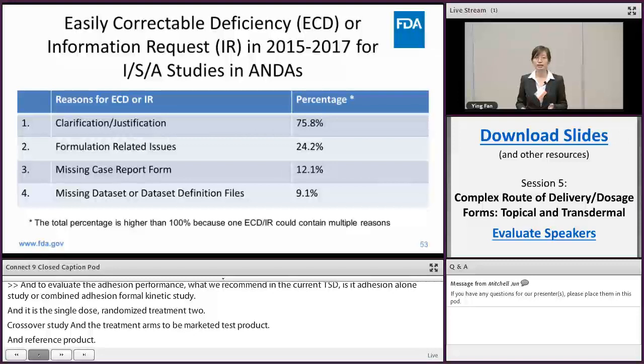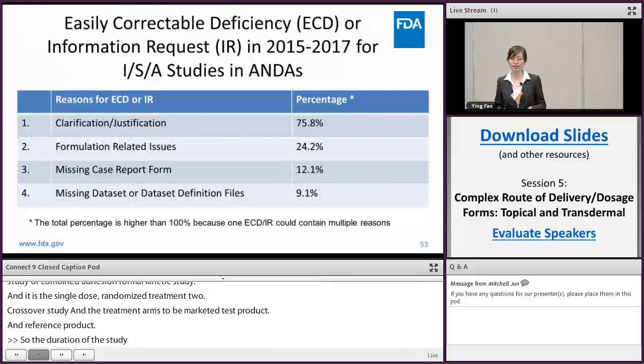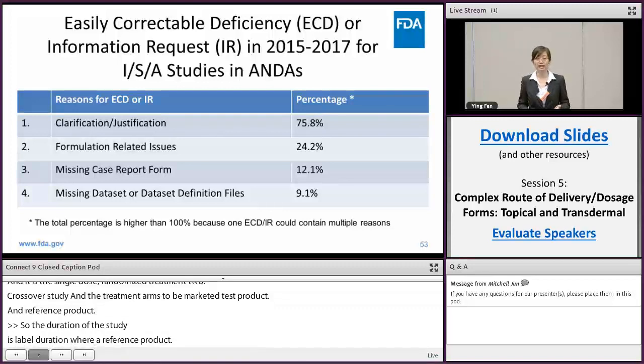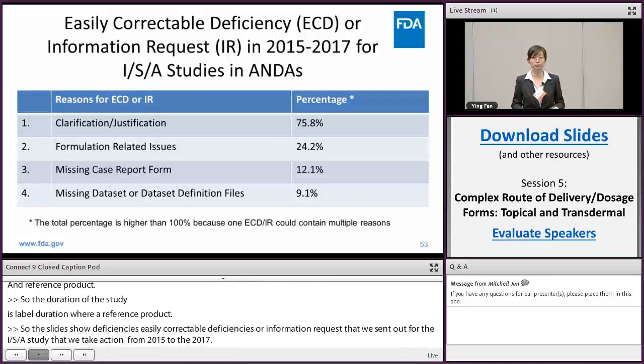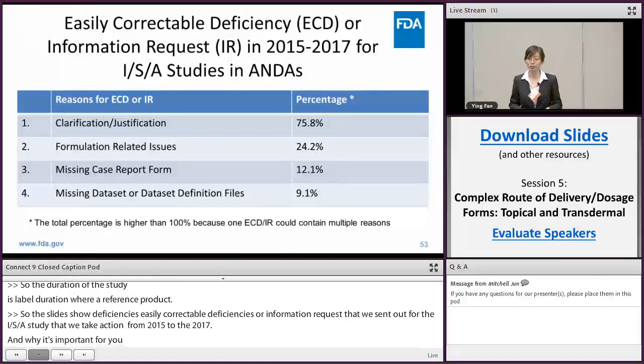This slide shows the easily correctable deficiencies, or information requests, that we sent out for the ISA studies in the ANDAs that we took action on from 2015 to 2017. It is important for you because every ECD or IR that we send out during the review cycle delays our decision or review by about a month. So it is very valuable for you to know why we send out ECDs and IRs and how to avoid them.